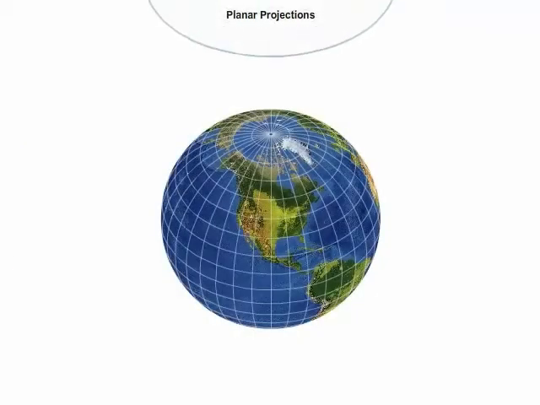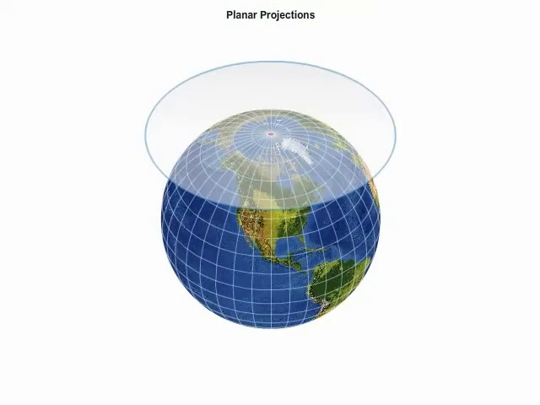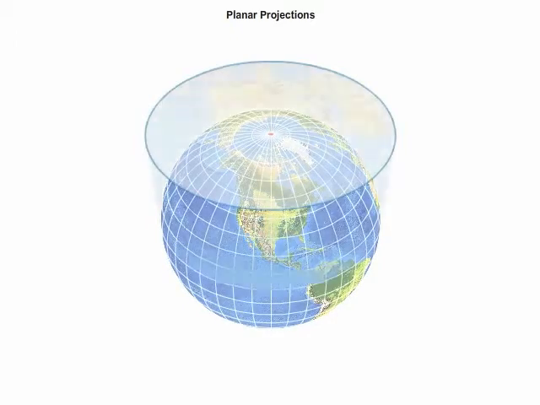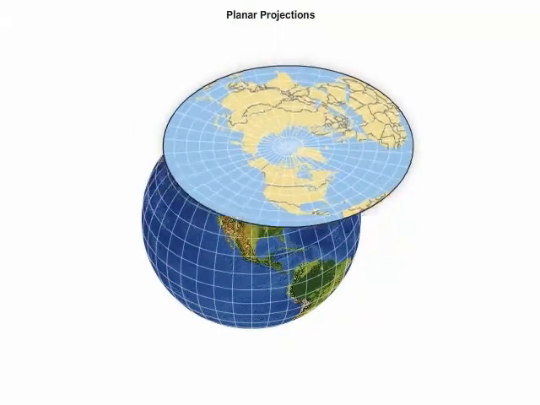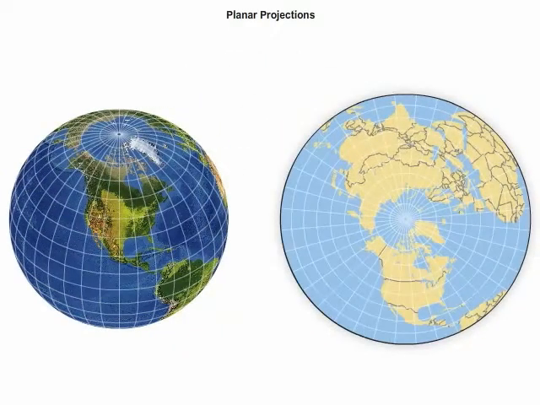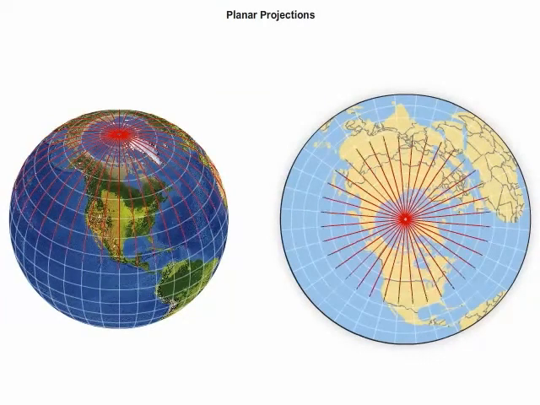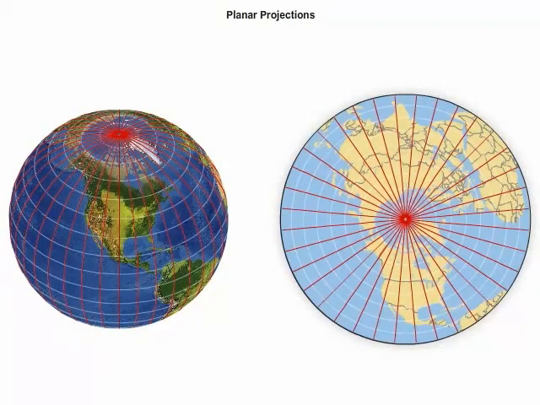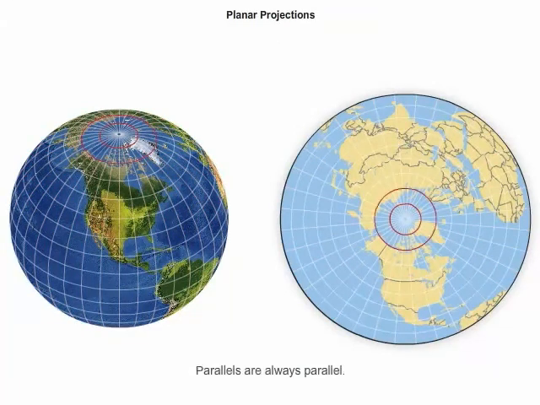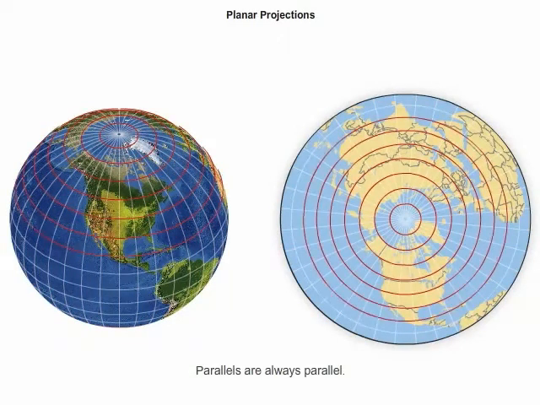For this map, a plane surface is placed over the globe, touching it at one point. Next, the graticule and landmasses are projected onto the plane. Then, the plane reveals the graticule and landmasses. On planar projections, meridians typically appear as lines radiating from a central point, for example, from the North Pole. The parallels appear as concentric circles or ovals.